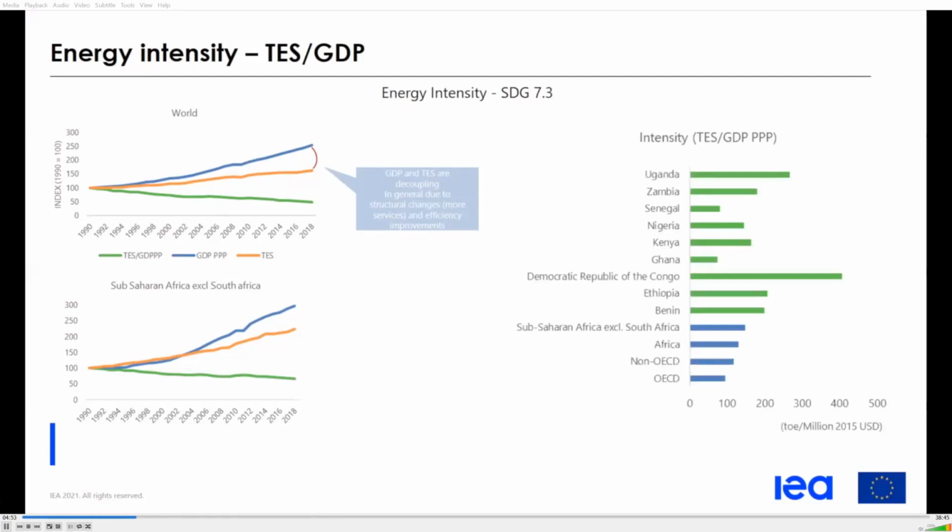We can also compare countries to see where each one stands. In this graph on the right side, you can see that OECD countries are less energy intensive compared to non-OECD countries for the reasons I mentioned before. In sub-Saharan Africa, the differences between countries are quite large. Some countries, such as the Democratic Republic of Congo, are more energy intensive compared to Ghana.